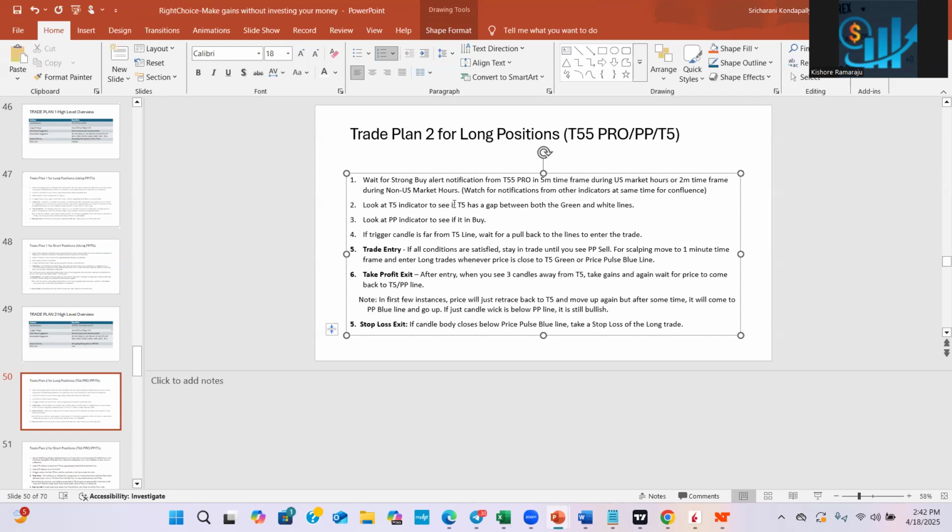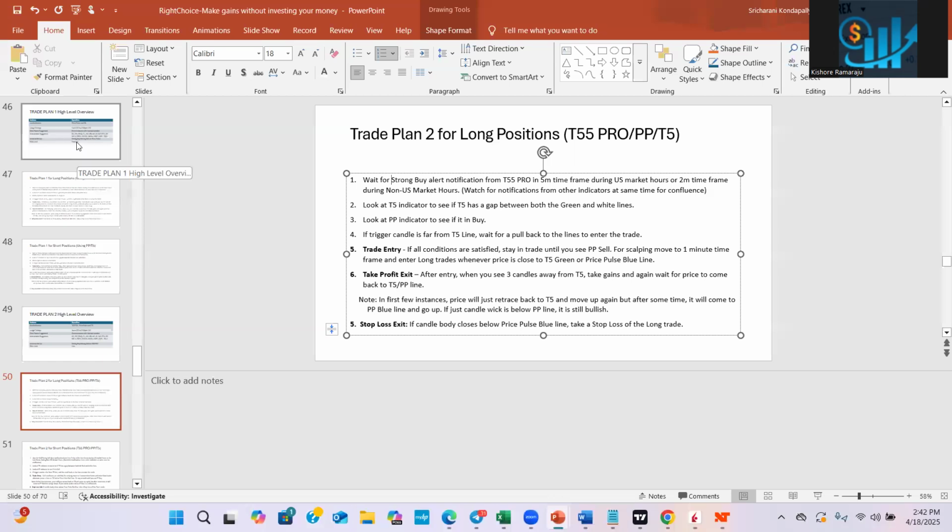Look at the T5 indicator to see if T5 has a gap between both green and white lines. Look at the PP indicator to see if it is in buy or strong buy. And if the trigger candle is very far from the T5 line, wait for a pullback. So if you follow this strategy, again, it is a very, very low risk strategy, right?